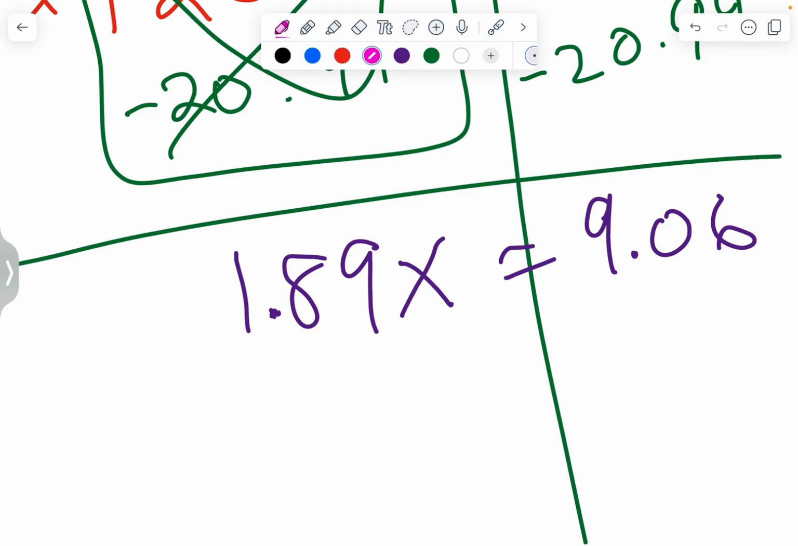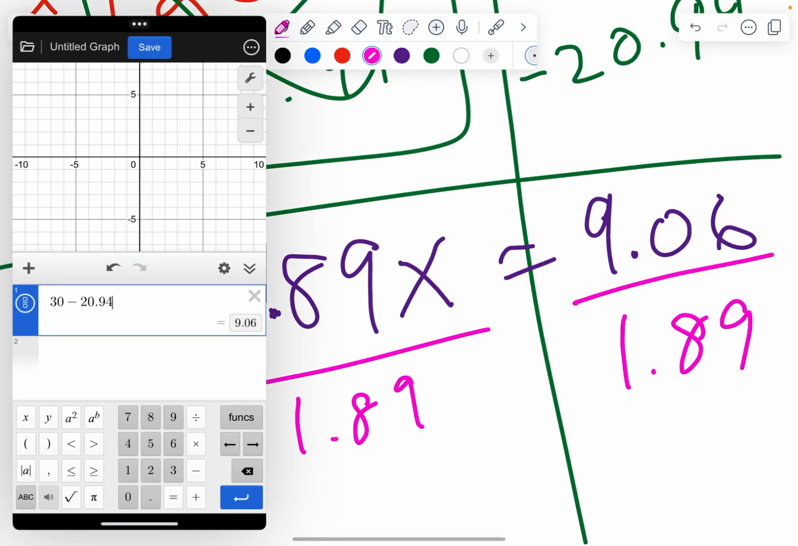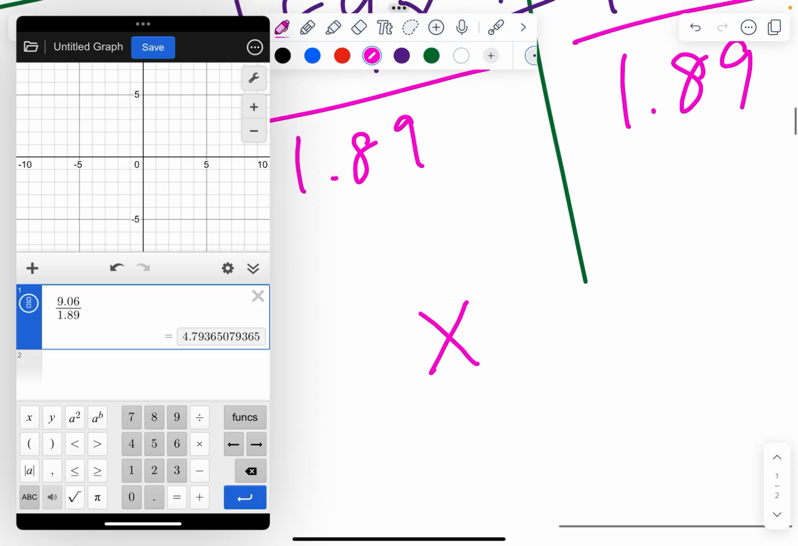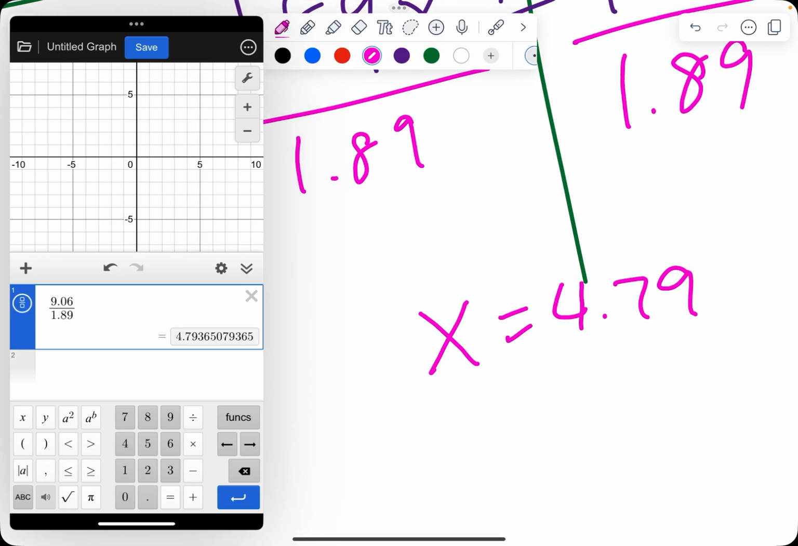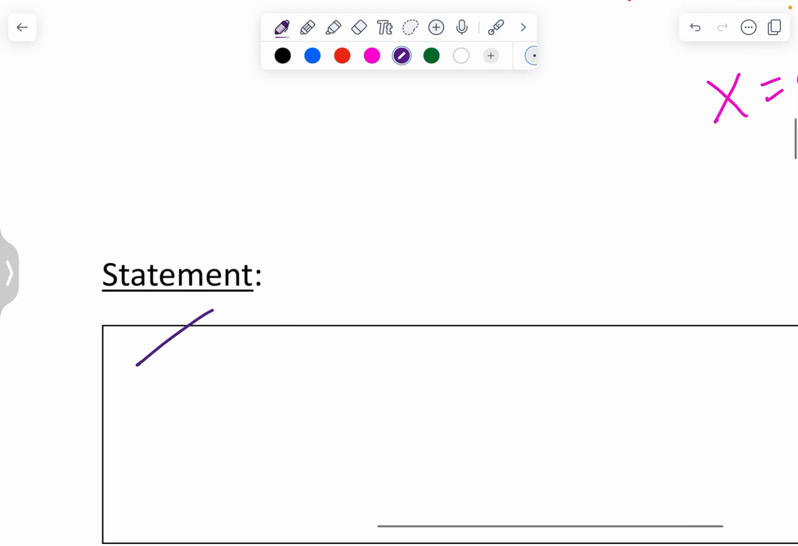All right, well, in order to get rid of this, I got to divide. So 9.06 divided by 1.89. All right, well, we can buy about 4.79 bags of Skittles. But again, we can't buy partial bags of Skittles. So if I buy 5, that'll be more. That's a little too much. But if I buy less, or the amount that it says right there, that'll be perfectly fine.